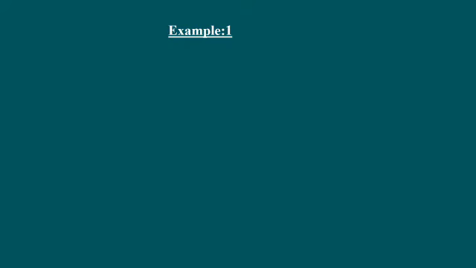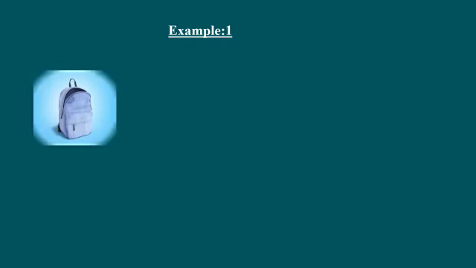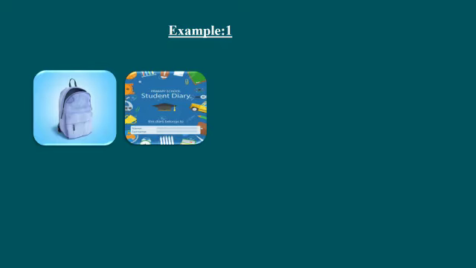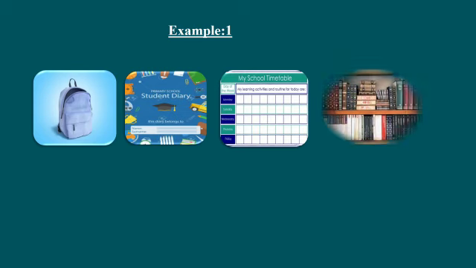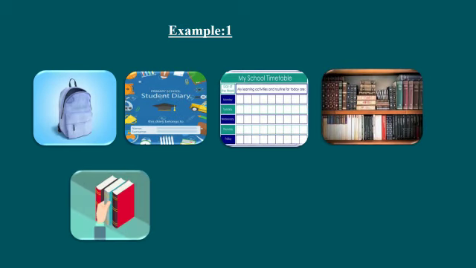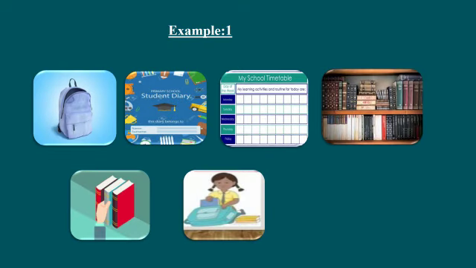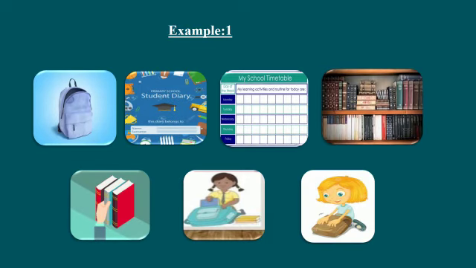Children, let us see an example of an algorithm to pack your school bag. Step 1, open the school bag. Step 2, take out your school diary. Step 3, see the timetable. Step 4, go to your bookshelf. Step 5, take out the books and notebooks. Step 6, keep them in the bag. Step 7, close the bag.